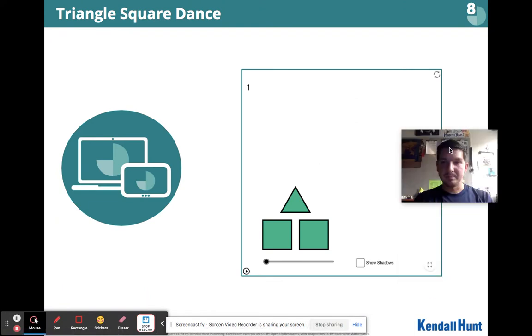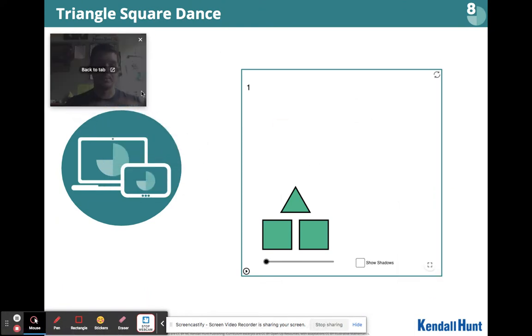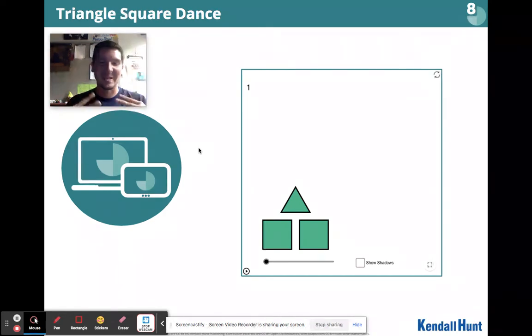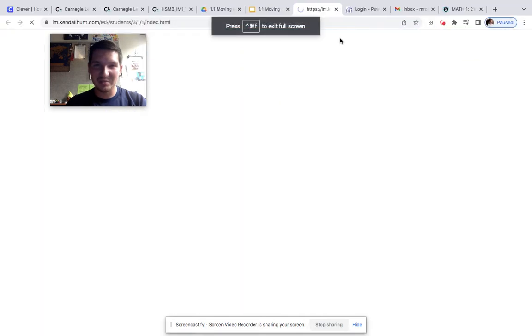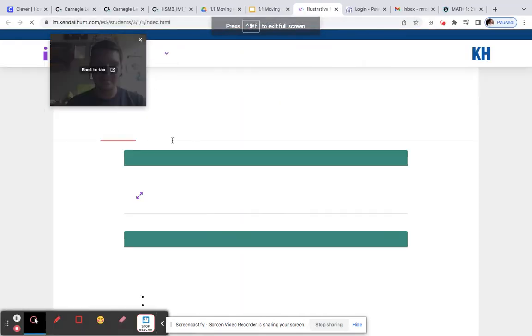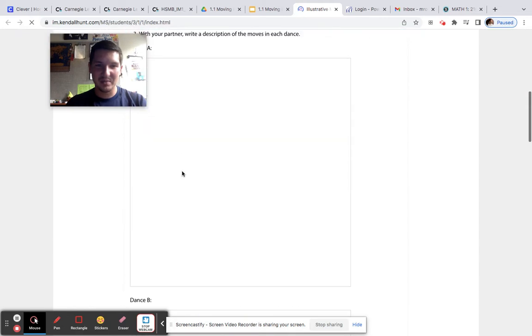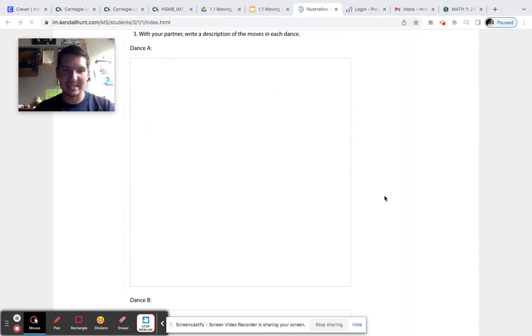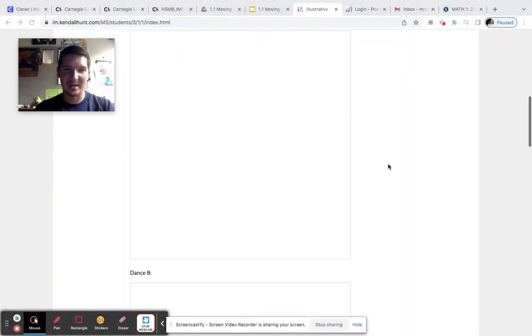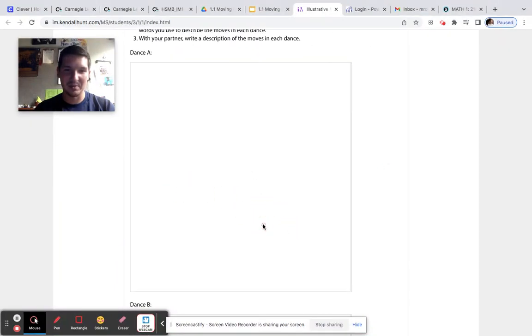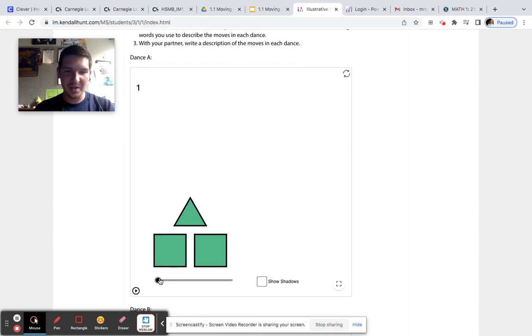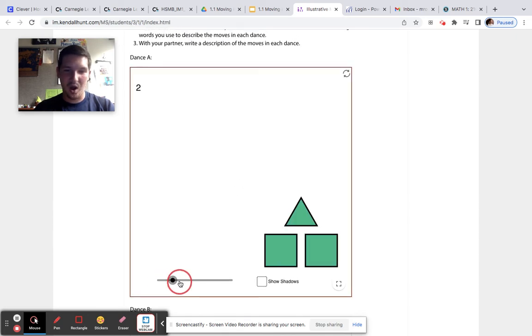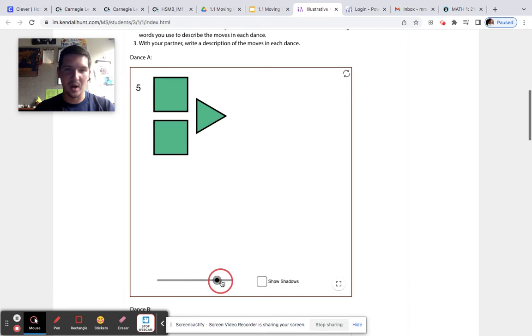Now, we're going to do a little activity here, and it's going to be very similar to your assignment today. We're going to pretend this is a triangle guy and he's going to be dancing around. We're going to be able to actually manipulate this little triangle dance thing. Give me a second, let's open it up here. What we're going to do is watch how this thing moves around the screen.